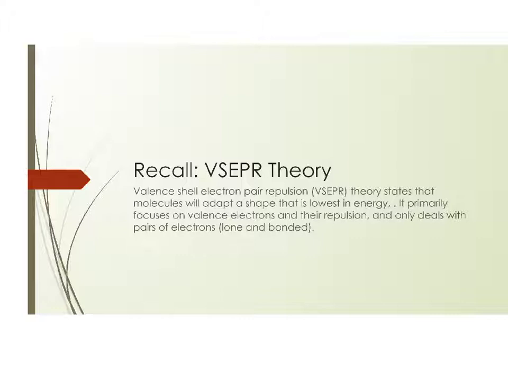The valence shell electron pair repulsion, short-term VSEPR, theory states that molecules will adopt the shape that's lowest in energy. This also means that each specific compound will have its own distinct molecular shape. In addition to this, the VSEPR theory primarily focuses on valence electrons and their repulsion and only deals with pairs of electrons that can be lone and bonded.